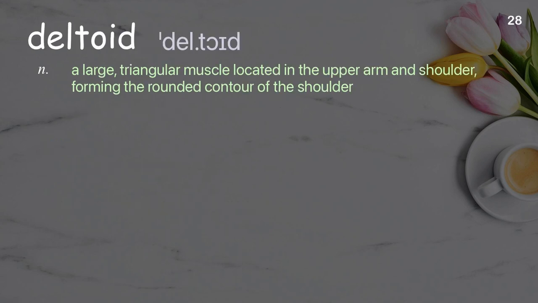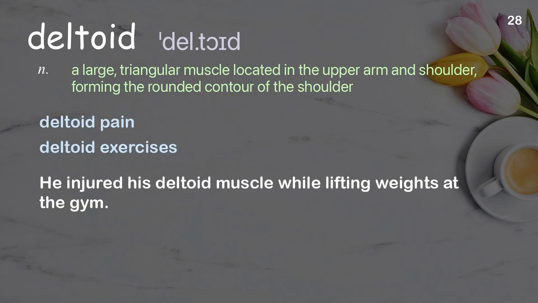Deltoid. A large, triangular muscle located in the upper arm and shoulder, forming the rounded contour of the shoulder. Examples: deltoid pain, deltoid exercises. He injured his deltoid muscle while lifting weights at the gym.